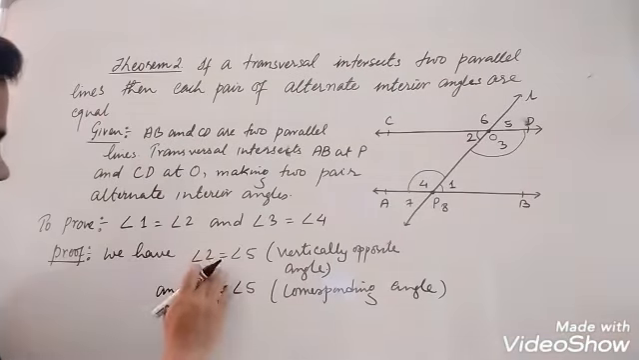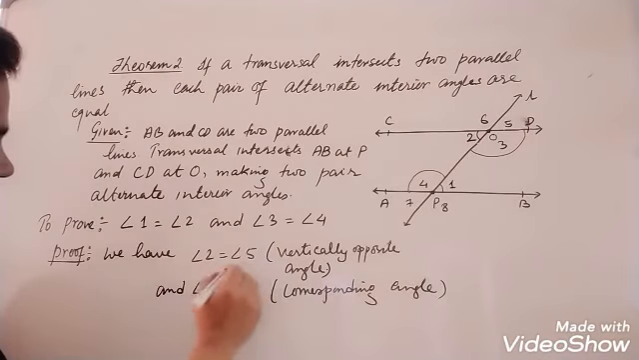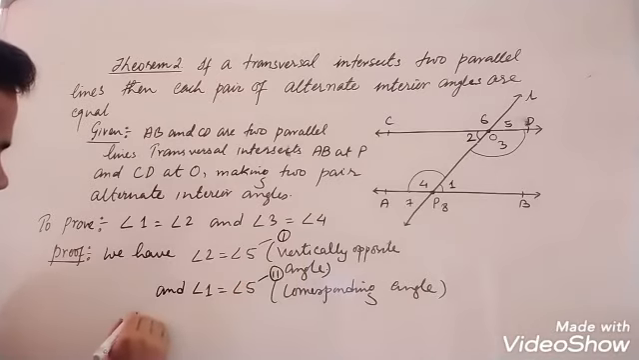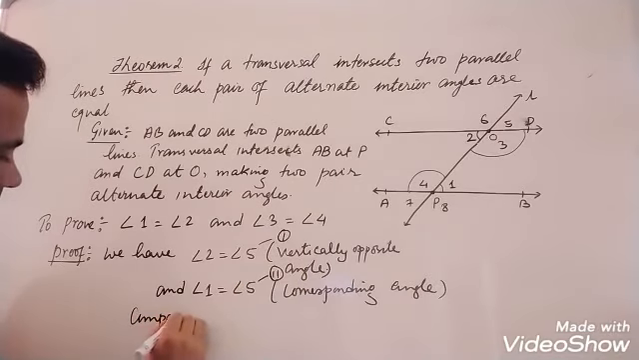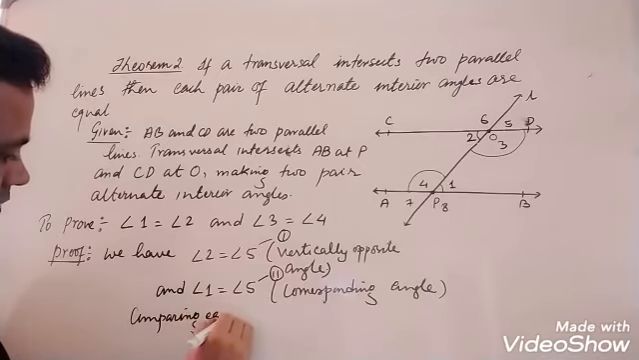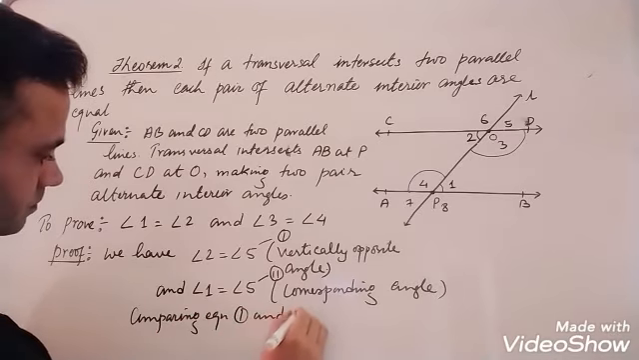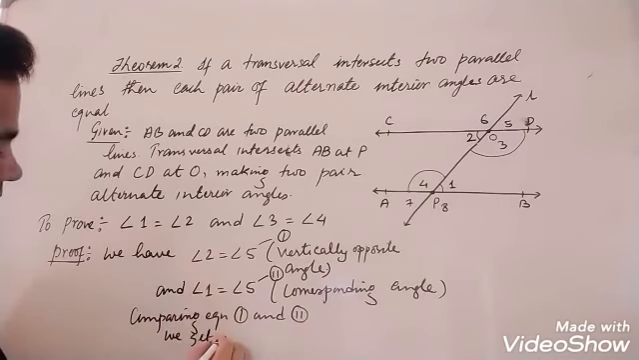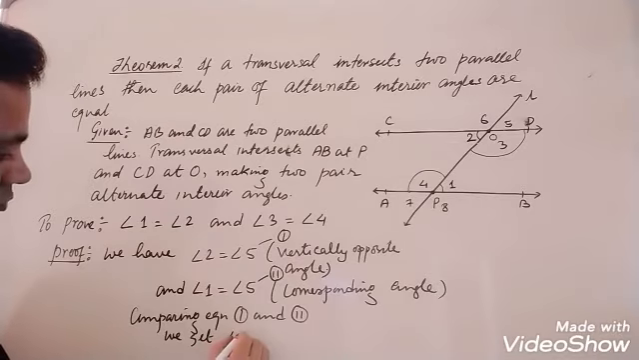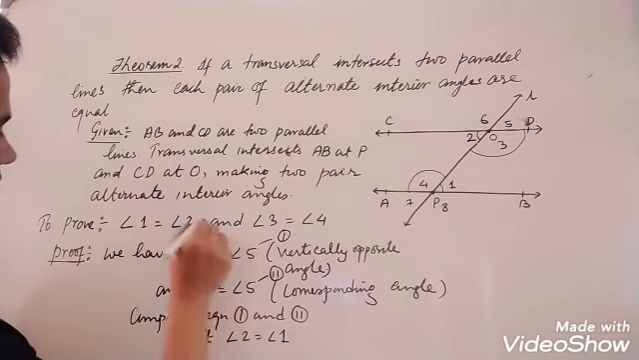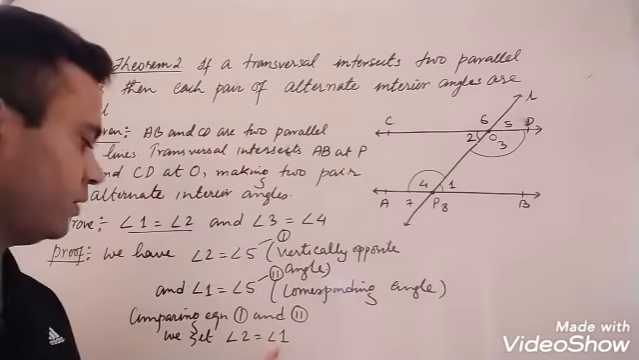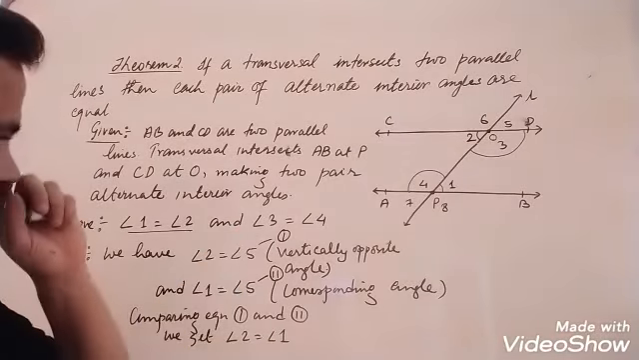So compare these two equations. The right hand sides are the same. This is equation number 1 and this is equation number 2. Now comparing equations 1 and 2, we get: the right hand sides are the same, so the left hand sides are also the same. Angle 2 equals angle 1. So this portion is proved. Angle 2 equals angle 1, or angle 1 equals angle 2.